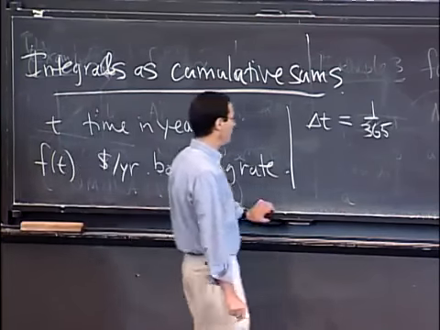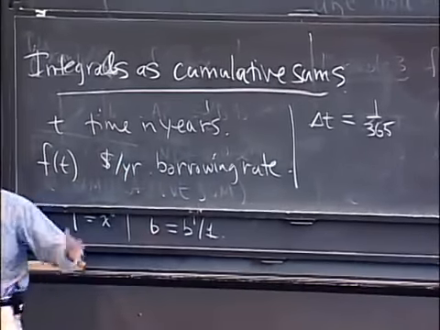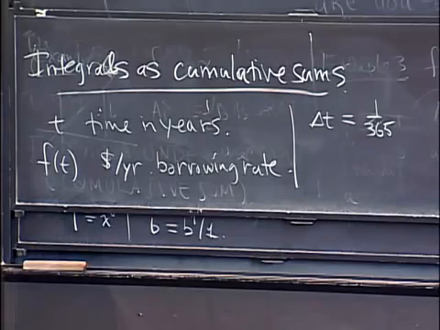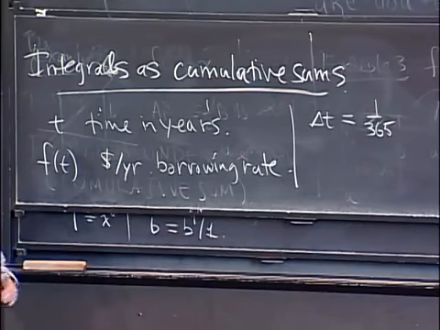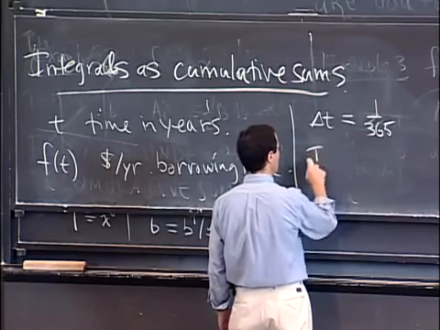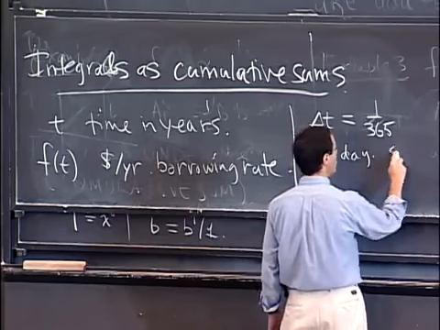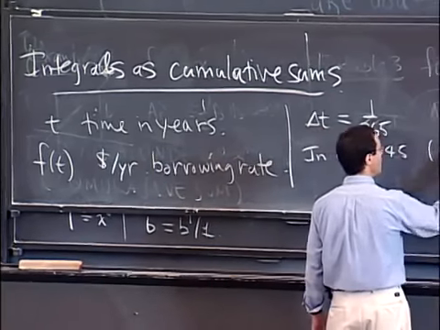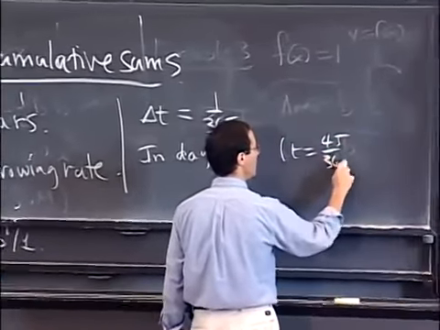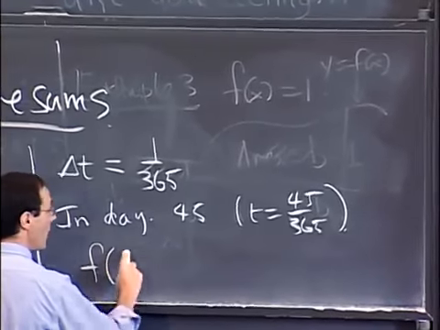And let's say that your rate varies over the year. I mean, sometimes you need more money, sometimes you need less. Certainly any business would be that way. And so here you are, you've got your money, and you're borrowing it, but the rate is varying. And so how much did you borrow? Well, in day 45, which corresponds to t equal to 45 over 365, you borrowed the following amount.